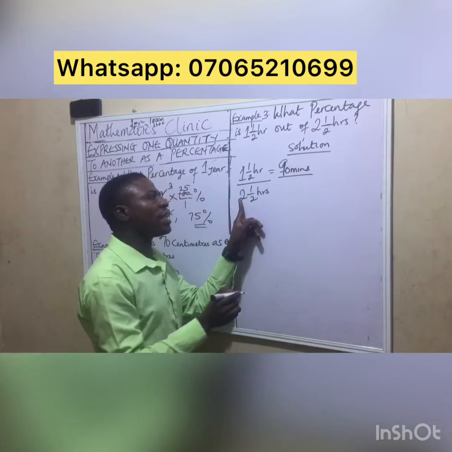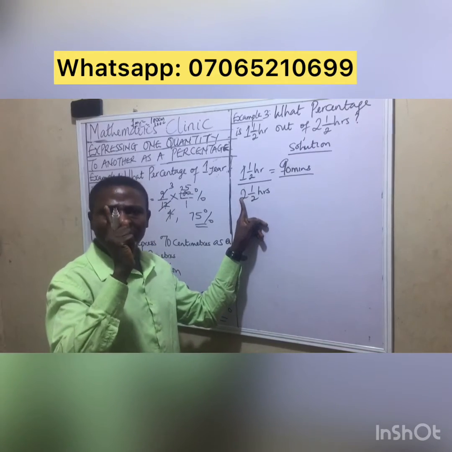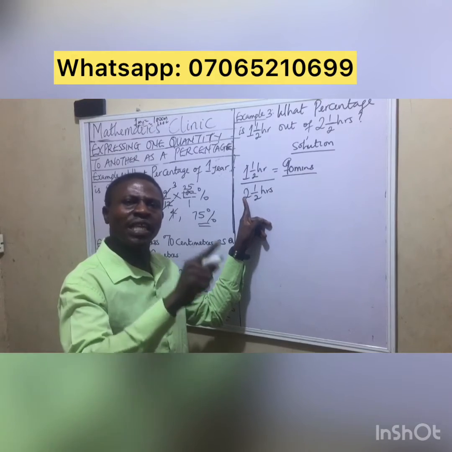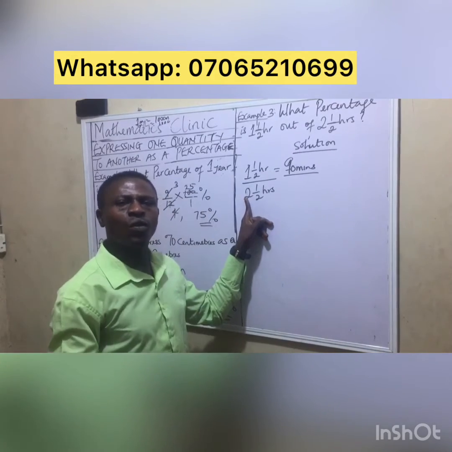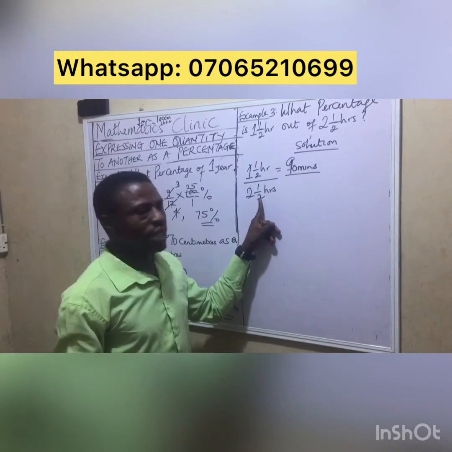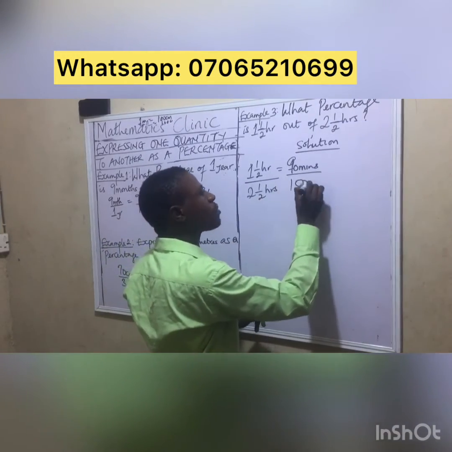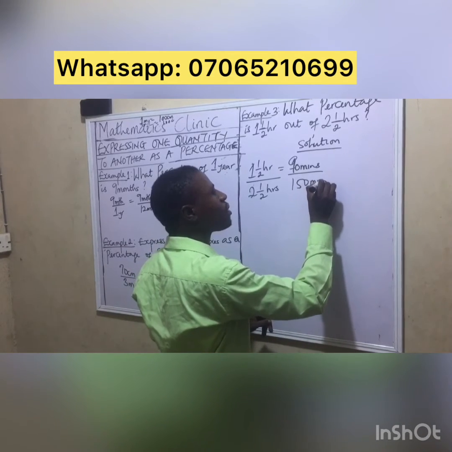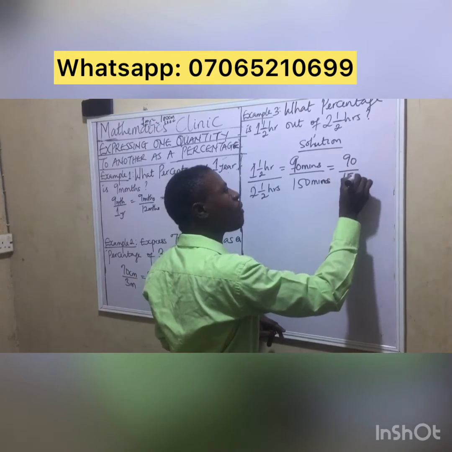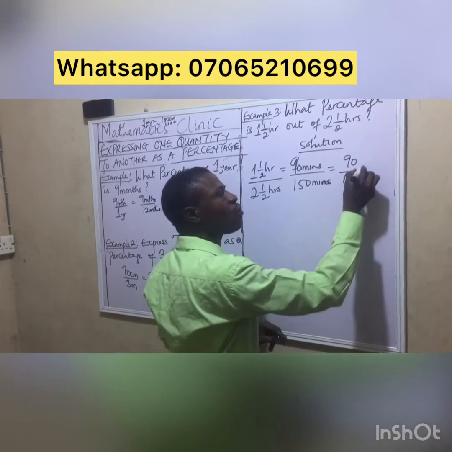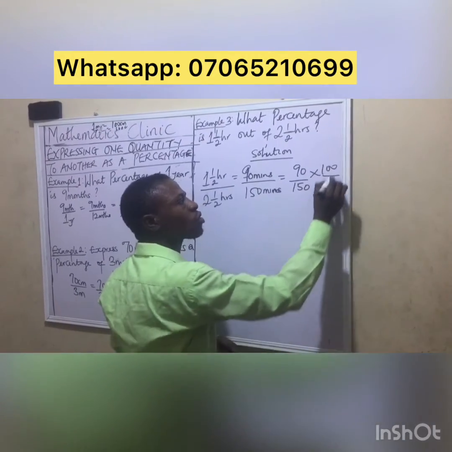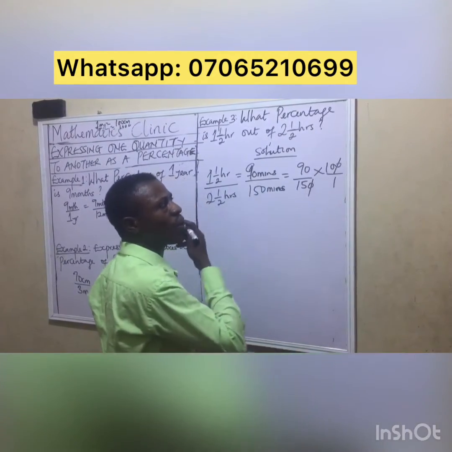Over these 2.5 hours. In 1 hour, how many minutes are there? That's 60 minutes. So in 2 hours, we say 2 times 60. That will give you 120, plus this half hour, which is 30. 120 plus 30 will give you 150 minutes. You don't need to write this thing. So it is the same as 90 over 150. Now this is a fraction. What do we do? We have to change to percentage. Times 100 over 1%. So what is common? 0 cancels 0.